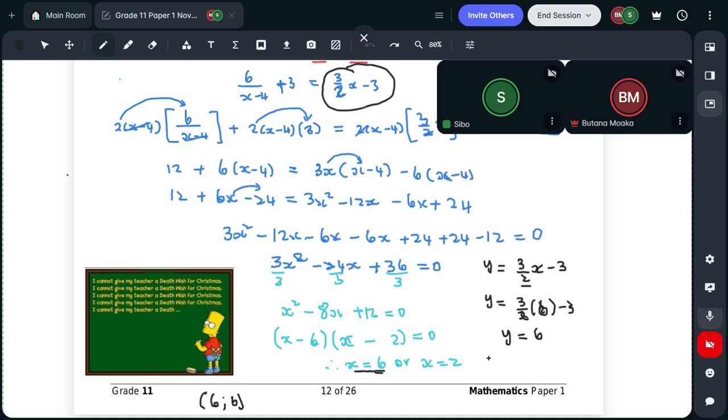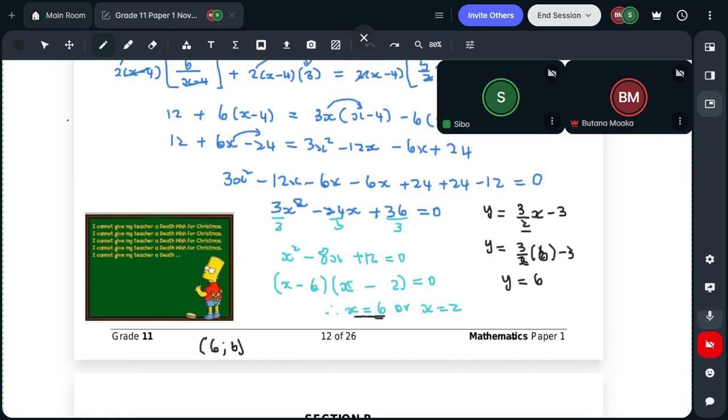You do the same to find the corresponding y value if x is 2. So the 2 cancels. And then if the 2 cancels, we are left with 3. 3 minus 3, that's 0. So y is equal to 0. If y is 0, the corresponding x value is 2. So this will be 2 and 0.